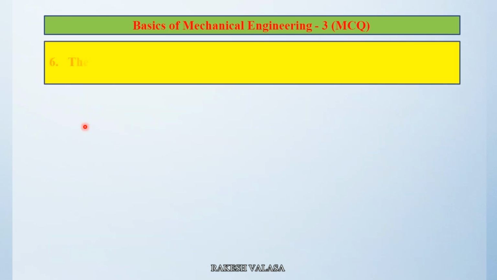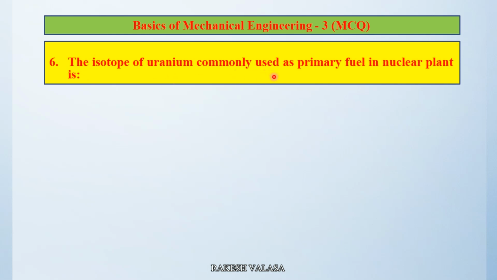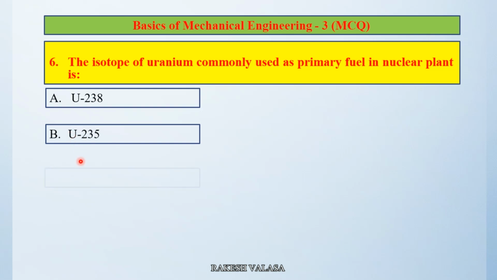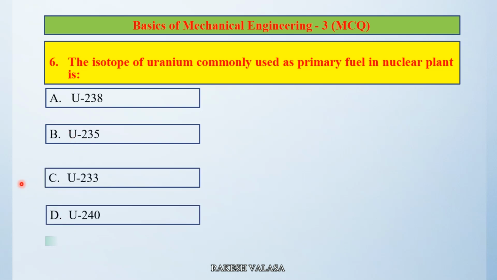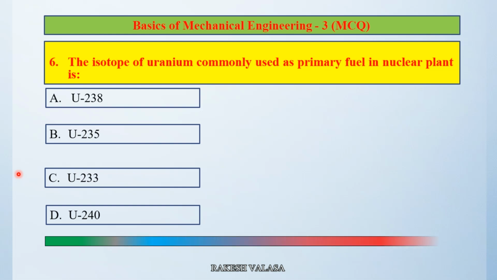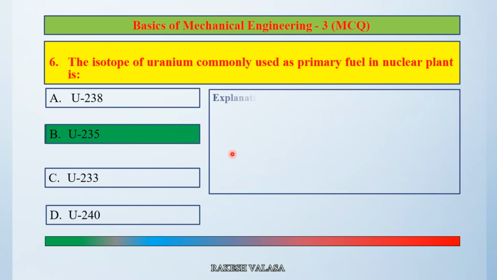Question number 6. The isotope of uranium commonly used as primary fuel in nuclear plant is option A, U-238, option B, U-235, option C, U-233, option D, U-240. The correct answer is option B, uranium-235. Let us see the explanation.